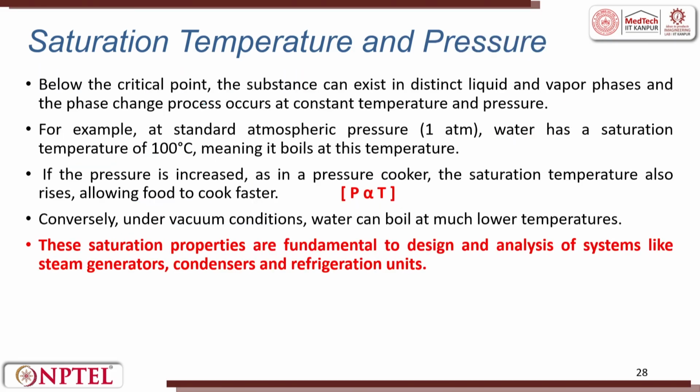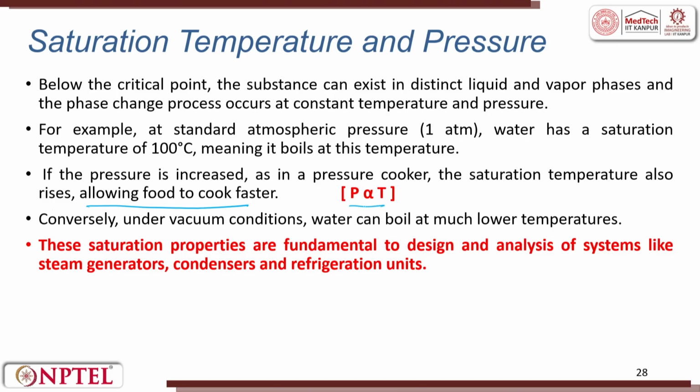Below the critical point, the substance can exist in distinct liquid and vapor phases, and the phase change process occurs at a constant temperature or pressure. For example, at standard atmospheric pressure, 1 atmosphere, water has a saturation temperature of 100 degrees Celsius. Above that, it starts boiling. If the pressure is increased, as in the pressure cooker, the saturation temperature also rises. That allows the food to cook faster.